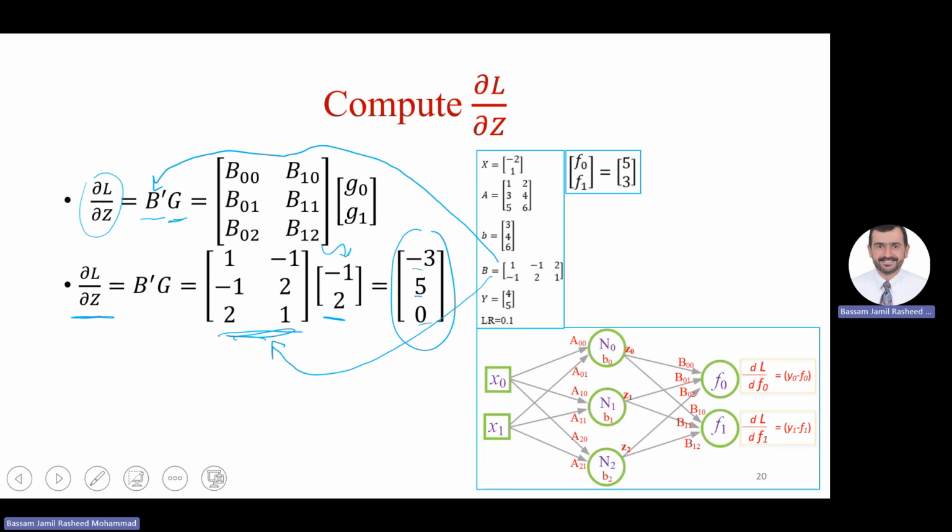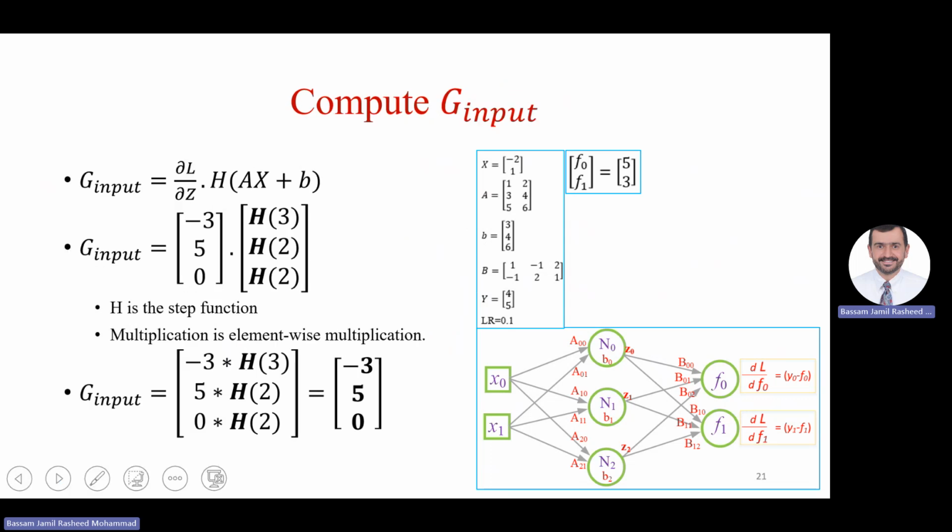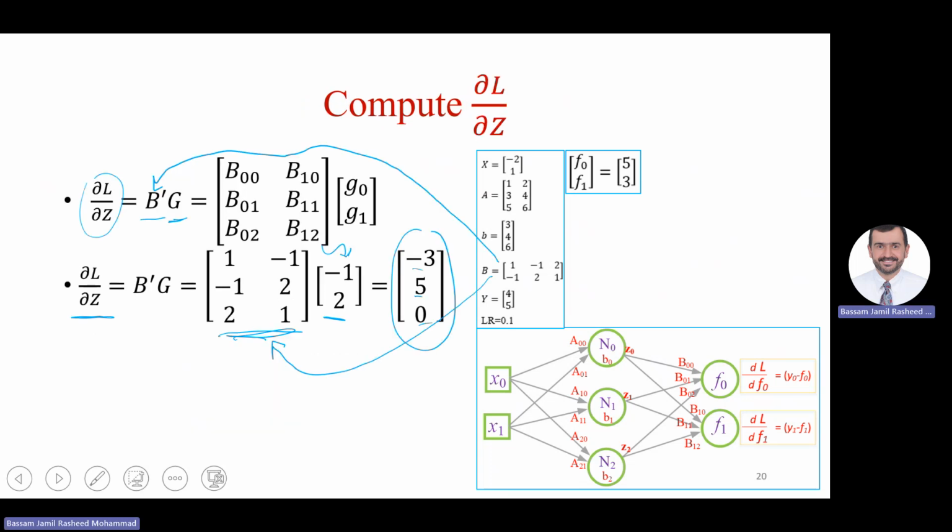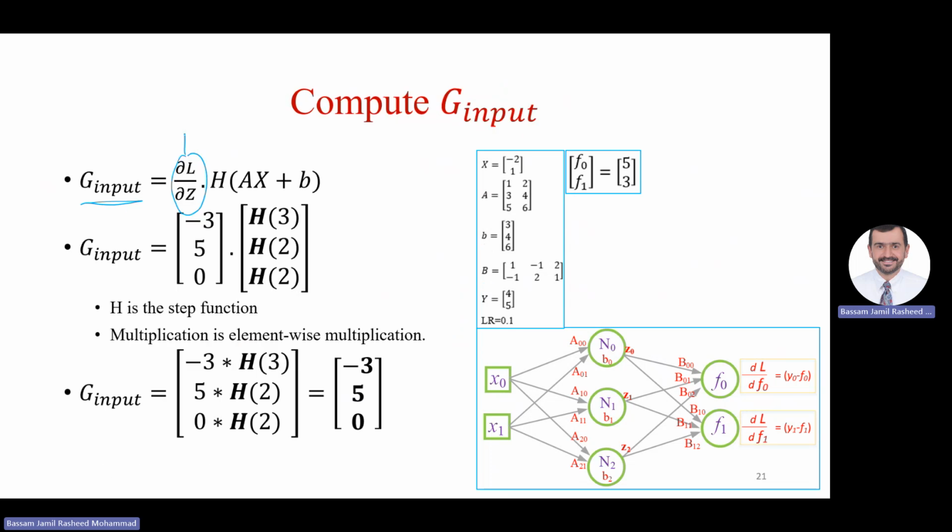Now let's continue. What we want to do is compute this G input here, which is delta L over delta Z, which we computed in the earlier slide: minus 3, 5, and 0. Multiply by the A matrix multiplied by X plus the bias, and then we apply the step function.